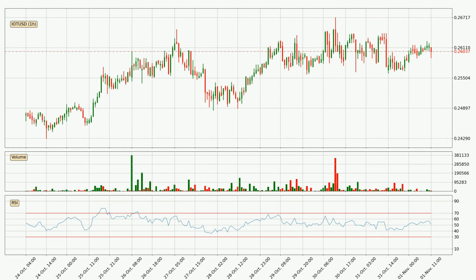Looking at the hourly relative strength index, the current hourly RSI is at 51, so it doesn't show signs of overbought or oversold conditions at this point.